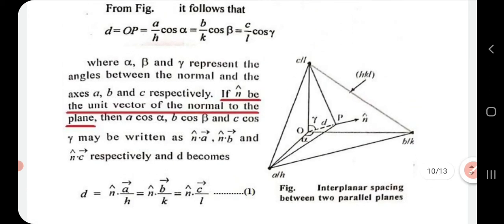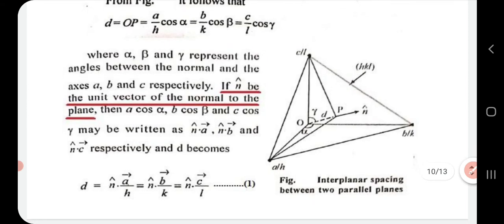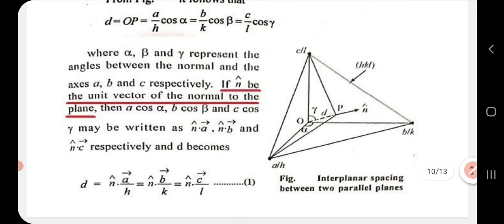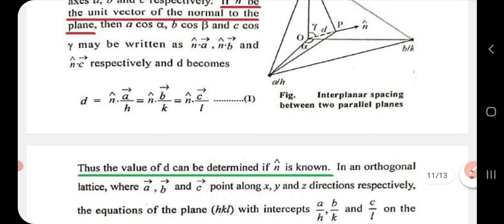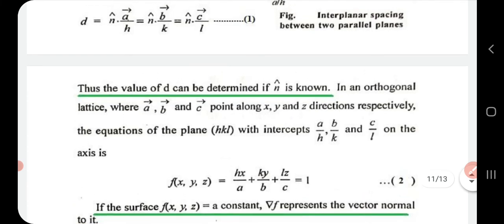The first equation will change to n cap dot A vector by H equal to n cap dot B vector by K equal to n cap dot C vector by L. Okay, now the value of D can be determined if n cap is known.